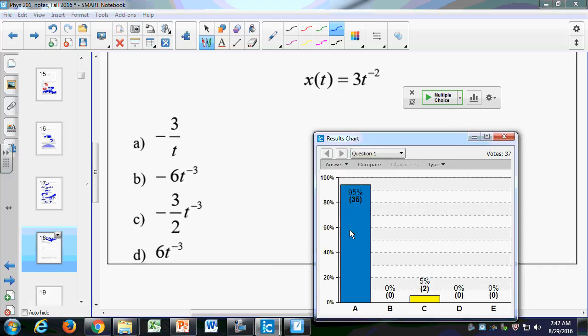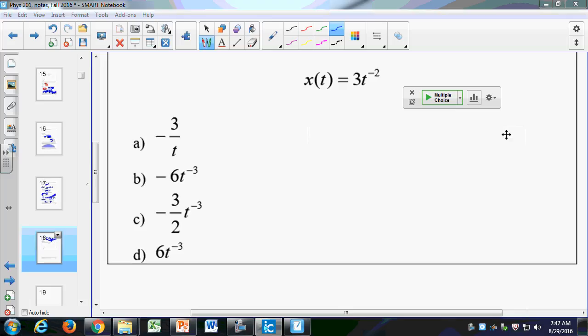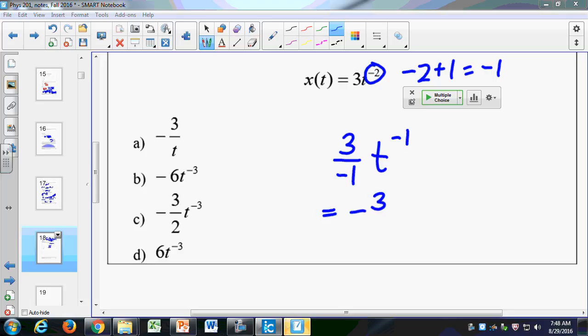Okay, awesome. A is right. Very good. So I add 1 to the exponent. The exponent's here, -2 plus 1. That's equal to -1. And so I say 3 divided by -1 times t to the -1, which is the same as -3 divided by t.